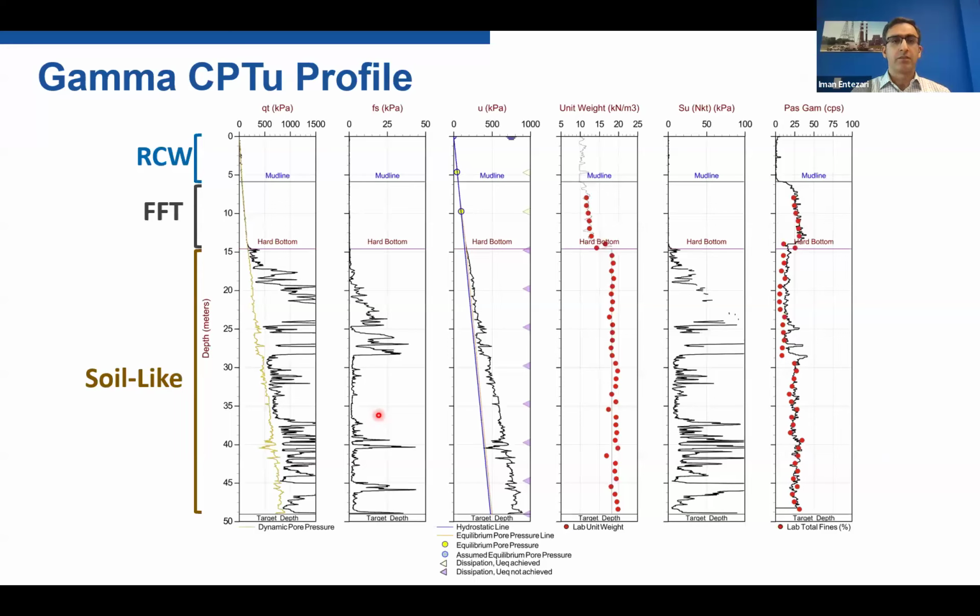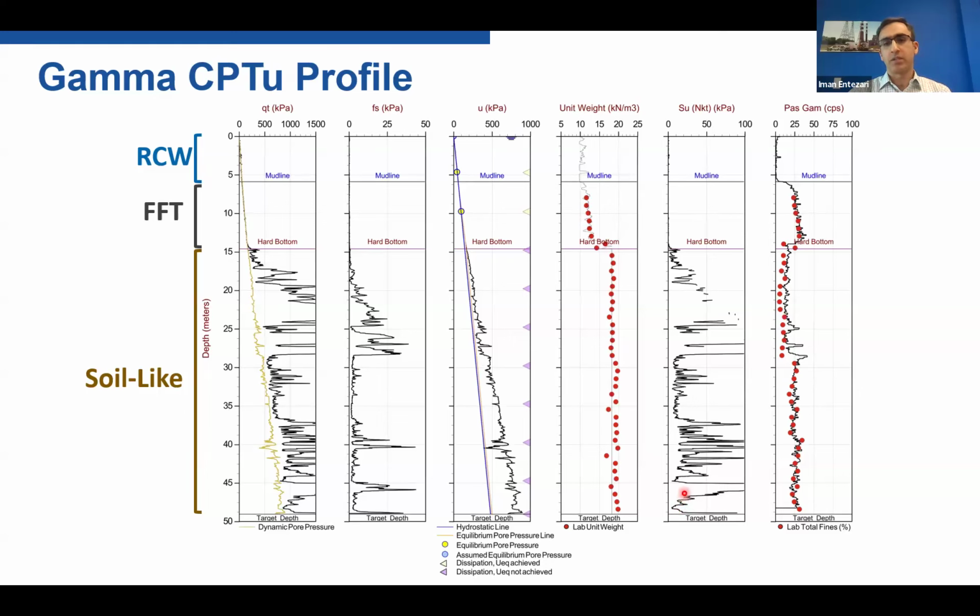So if we look into a gamma CPT profile, this is a profile that basically goes from the recycled water to FFT, or fluid fine tailings, and into soil-like material. And if you look at this last box here, we see the gamma measurements, which is the continuous black line, and the circles are the lab measured fines. As you can see, there is generally a good agreement between gamma and fines, and that's why gamma CPT is very useful in oil sands tailings.